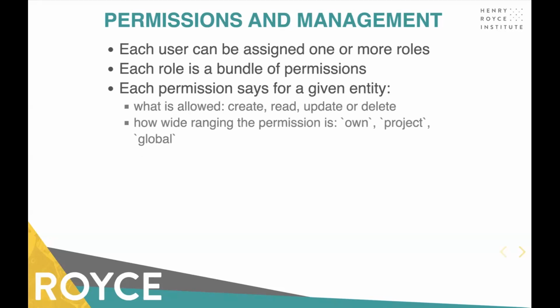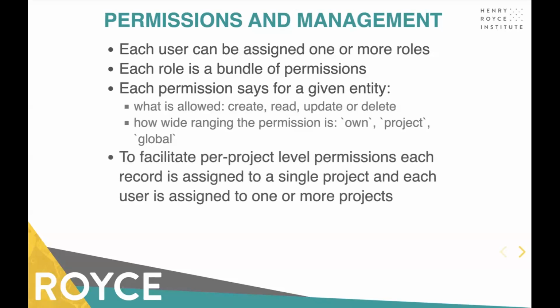And how wide-ranging is the permission? Do they have permission to only their own records? Do they have permission to the records underneath a project? Or do they have global permissions? Global permissions are close to superuser permissions, but it really depends on what type of Ampletracks built-in feature you're looking at. To facilitate per project level permissions, each record is assigned to a single project. Projects are built into Ampletracks, and each user is assigned to one or more projects.